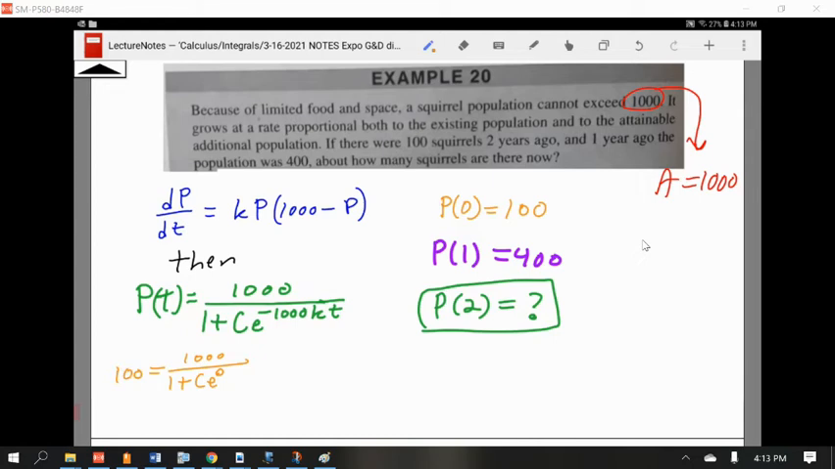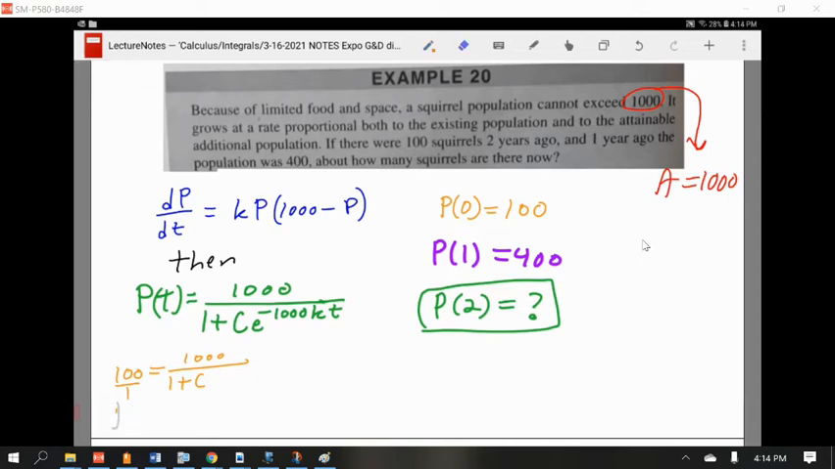And what is the population at time 0? That's the 100, goes over here. And what is e to the 0? e to the 0 is 1, and C times 1 is C. So what did I do first? I plugged in 0, comma, 100. Now I can solve for C. This is a very simple equation to solve. Cross multiply. What's 1,000 divided by 100? It's 10.